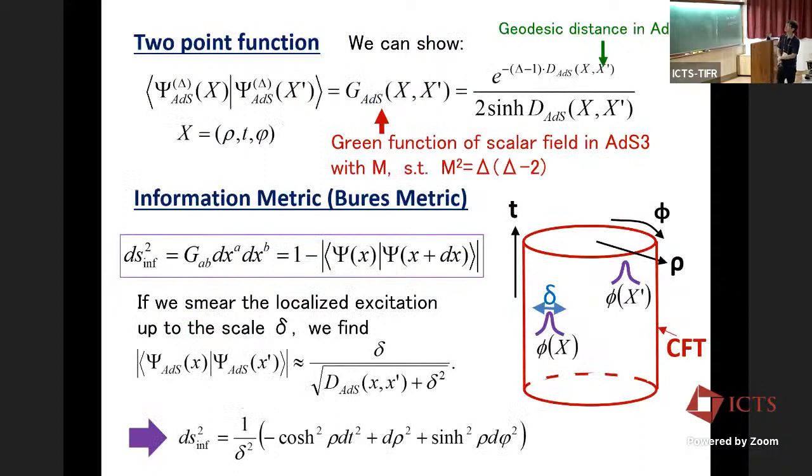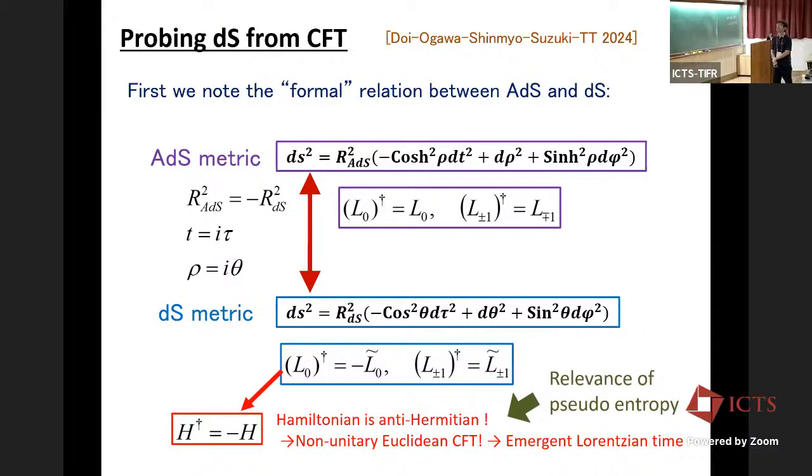Okay, so we want to do this in the dS case. Then we encounter many different situations. I mentioned the formal relation between AdS and dS: the dS radius becomes imaginary compared with the AdS radius. So it's like this: the square of the AdS radius is minus the dS radius squared. And we have this correspondence between the time coordinate and the space coordinate, between the AdS global metric and the dS static patch metric. They correspond to each other by this.